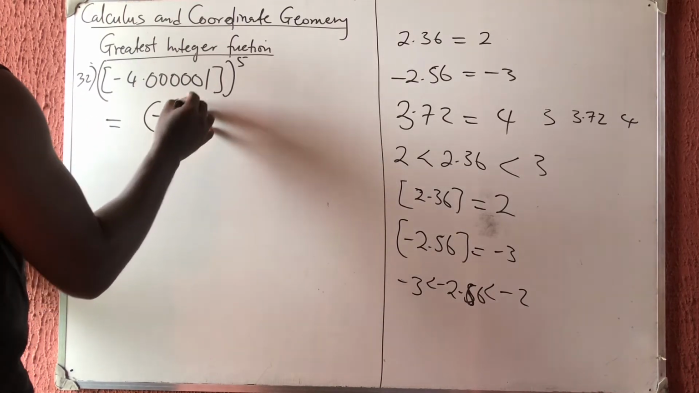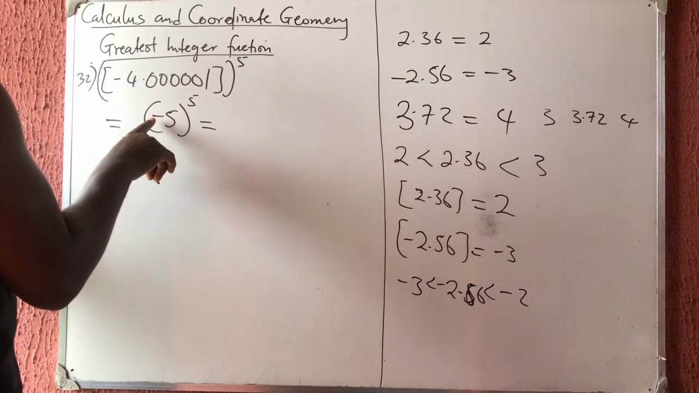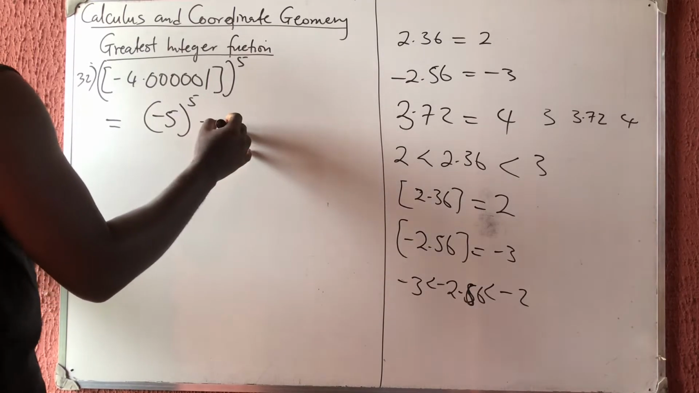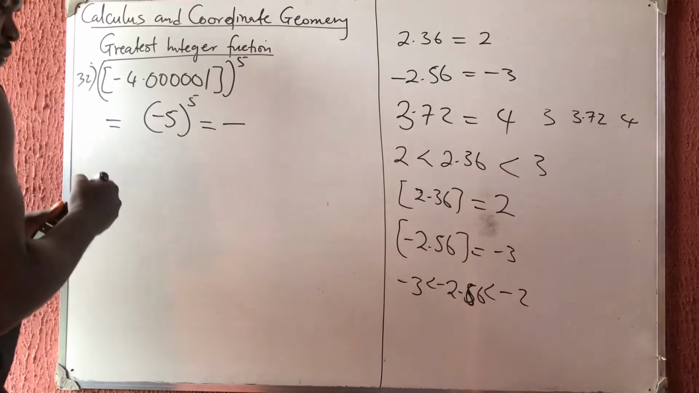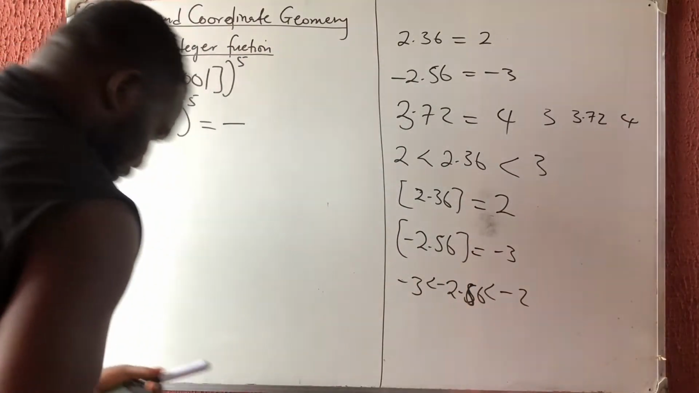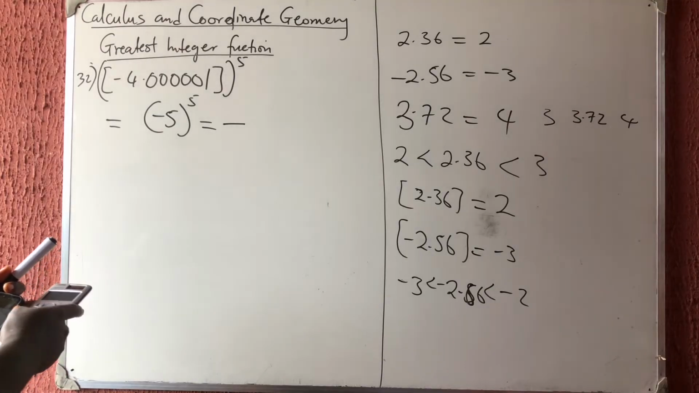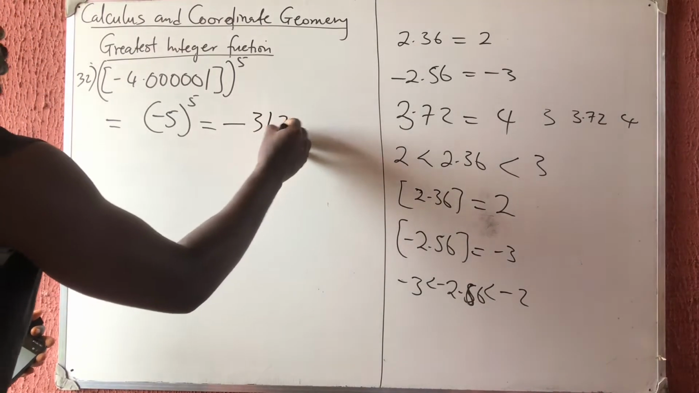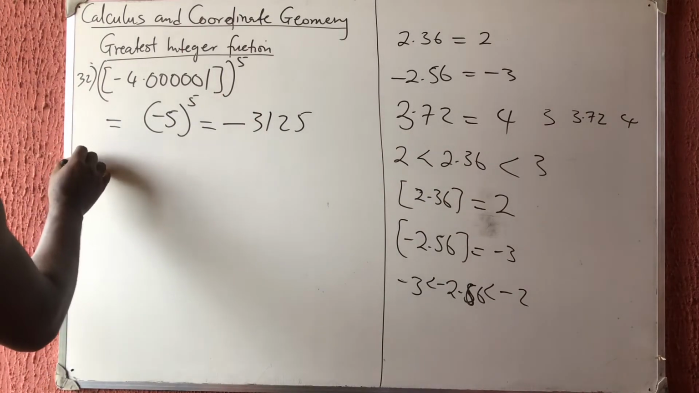Then they now say raised to power what? 5. Okay, now this negative, this is an odd number. A negative raised to an odd power will give you what? Negative. Then 5 raised to power 5 will give us 3125. Okay, so the answer is minus 3125.